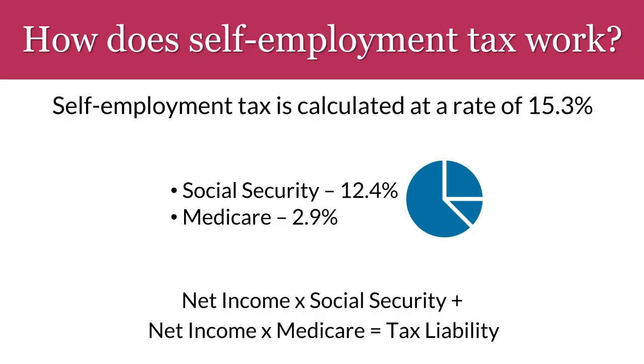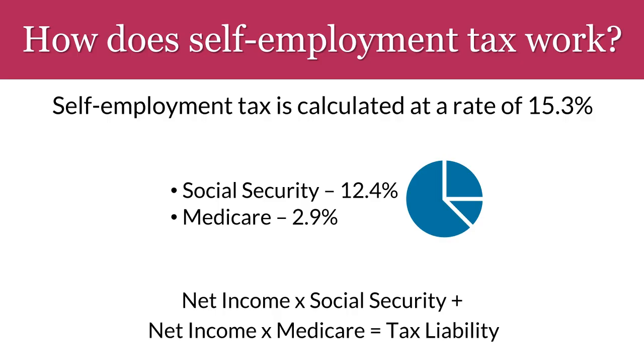Understanding how self-employment tax is calculated is crucial for child care business owners. Self-employment tax is calculated at a rate of 15.3%. This comprises two components. The first is Social Security at 12.4%. The good news is that Social Security tax only applies to income up to a certain threshold called the Social Security wage base limit. Check the IRS website for the current wage limit. Income beyond this threshold is exempt from the Social Security portion.